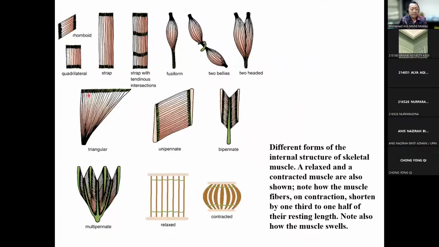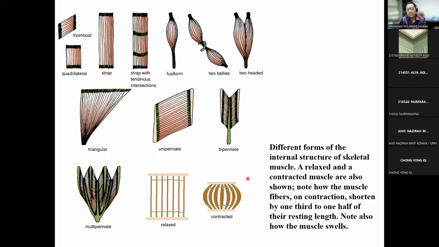So the shapes of the muscles can be rhomboid, quadrilateral, strap with tendinous intersections, or in the form of fusiform. They can have two bellies, or one and two heads. It can be two heads like your biceps, three heads like your triceps, four heads like your quadriceps femoris. So it depends on the number of heads. These are triangular muscles, unipennate muscles, bipennate muscles, multipennate, and so on. All right.